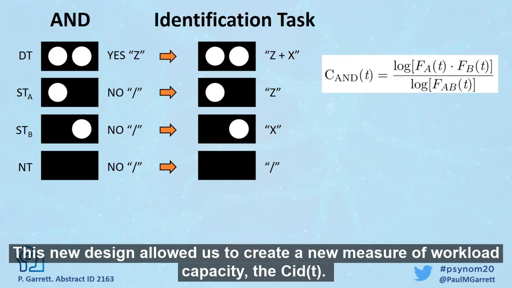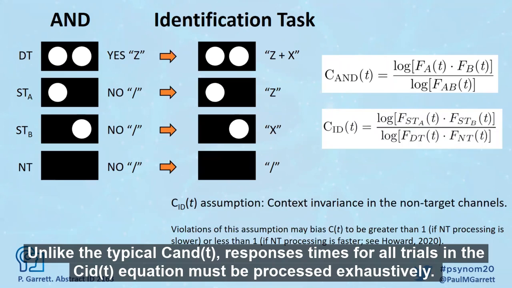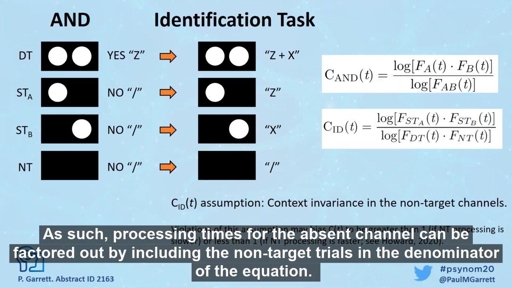This new design allows us to create a new measure of workload capacity, the C_ID(t). Unlike the typical C_OR(t) and C_AND(t), response times for all trials in the C_ID(t) equation must be processed exhaustively. As such, processing times for the absent channel can be factored out by including the non-target trials in the denominator of the equation.